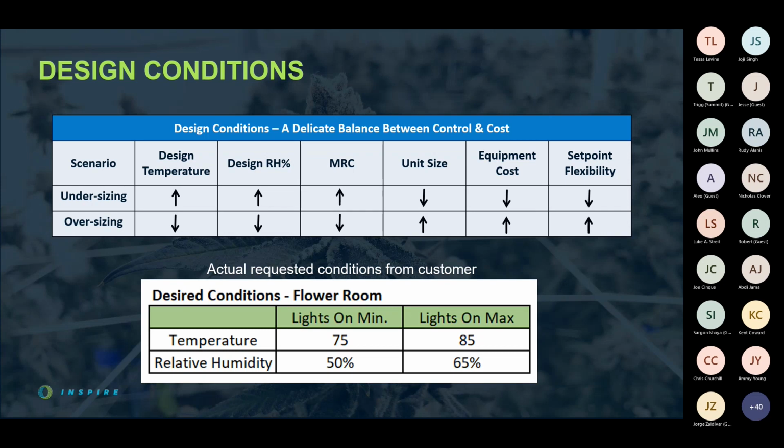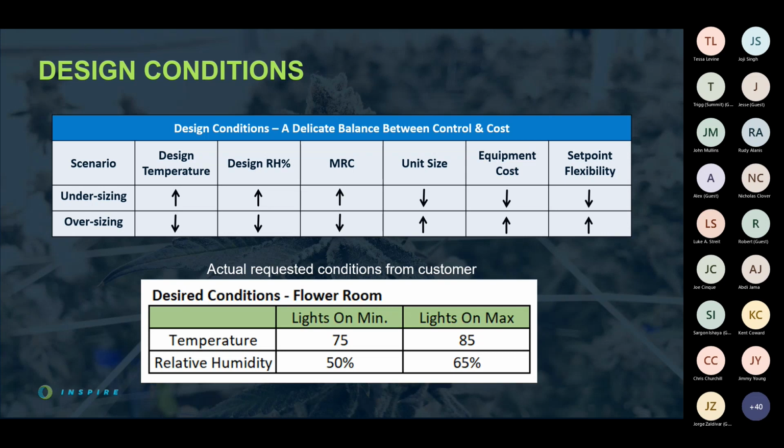The table on the bottom here are design conditions I recently got from a customer for an LED flower room. And so for the lights on period, they wanted to be able to hit 75-50 minimum and 85-65 maximum. So as an exercise, I calculated the sensible and latent loads for these rooms, and I ran the selection through that software we talked about at both conditions, both 85-65 and 75-50.